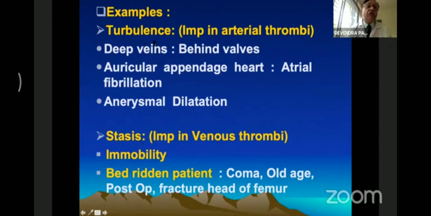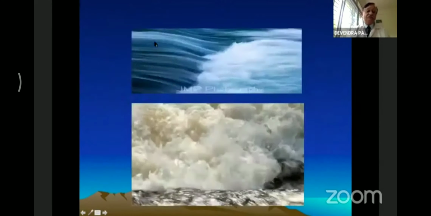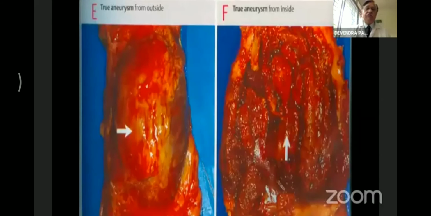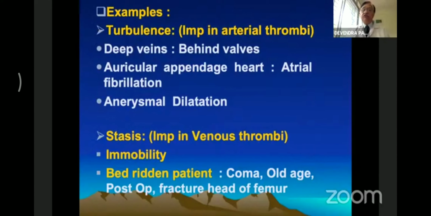Turbulence is more important in the case of arterial thrombus. Stasis is most important in the case of venous thrombus. Arterial and venous thrombi both act differently. The venous thrombi will give rise to venous emboli, which will go along the venous system to the right side of the heart and will be trapped in the lungs and cause damage in the lungs. While arterial thrombi will go into the systemic circulation and will cause ischemia of the tissues in either the liver, spleen, brain, maybe the limbs. So that is very important.